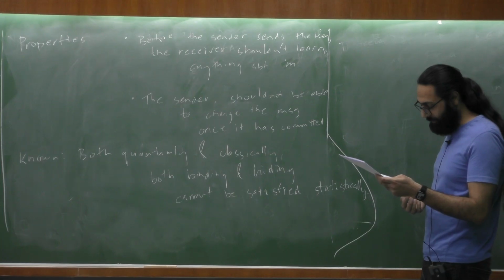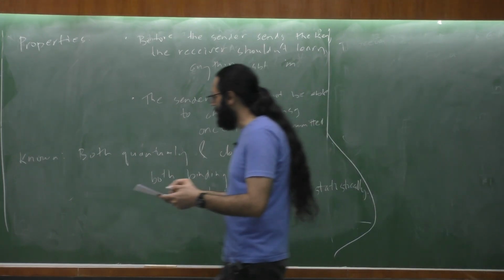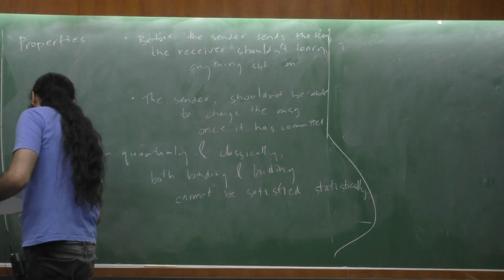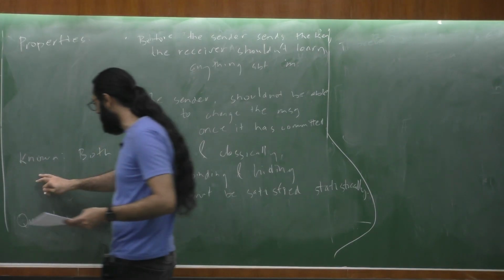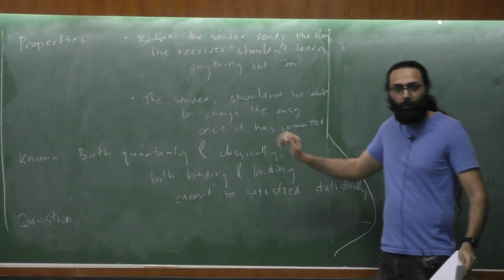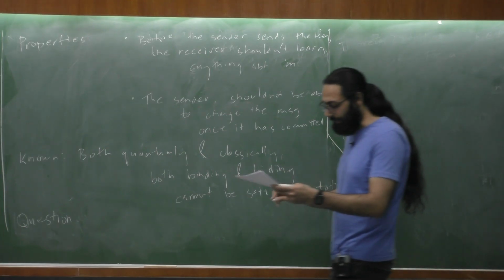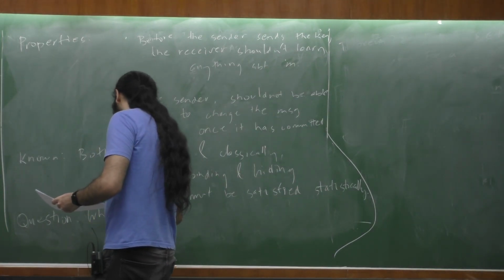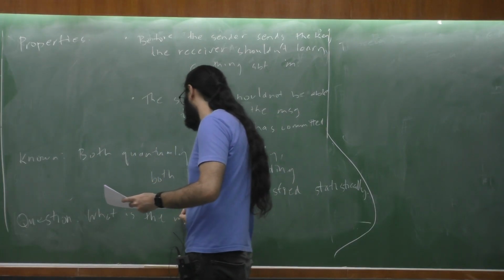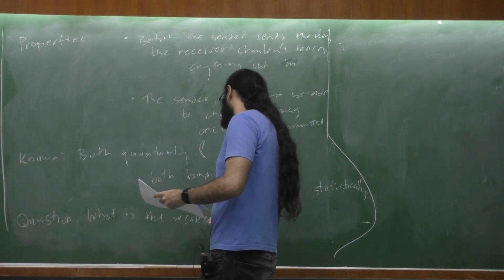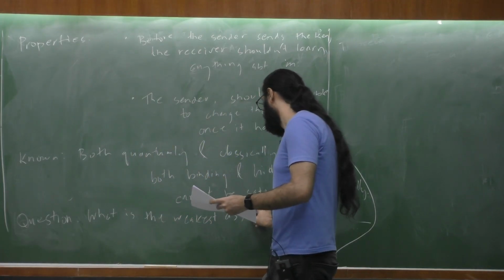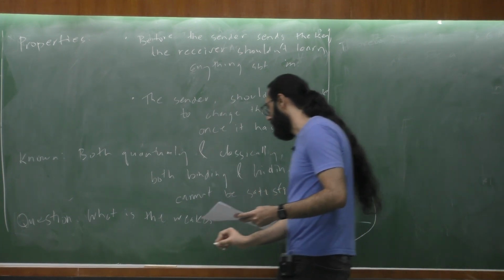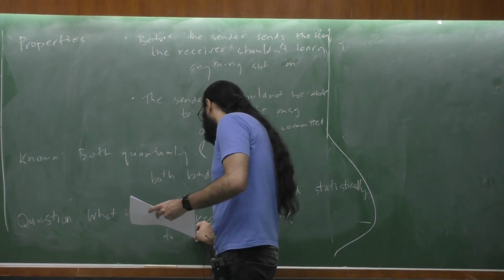Okay, so this is what's known, and then the question is, so this is basically saying that you do need to make some assumption. You cannot hope to do it without making any assumptions. And the question is, what is the weakest assumption to build this object? What is the weakest assumption to build commitments?